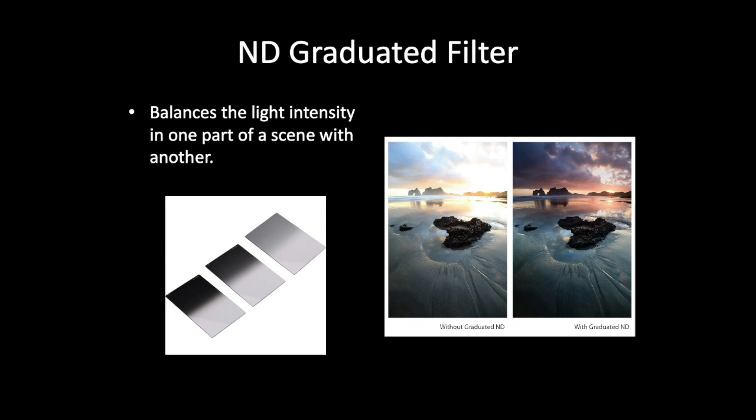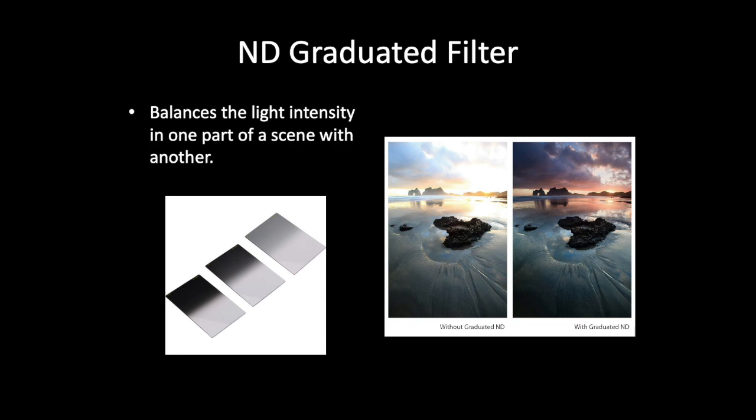Their purpose is to cut the exposure in one area of the image to bring it in accordance with a darker area of the image. In the example that we have in front of us, the ND graduated filter allowed the photographer to correctly expose for the foreground while reducing the exposure of the brighter sky with the darker part of the ND filter.